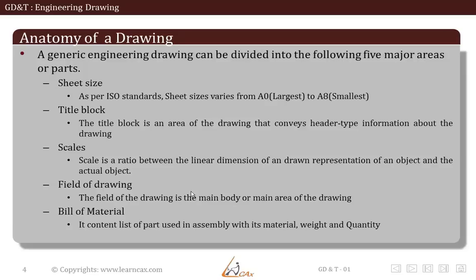Next is the field of drawing. It is the main body or the main area of the drawing. And finally, the bill of material. It contains the list of parts used in the assembly with their material, weight and quantity.